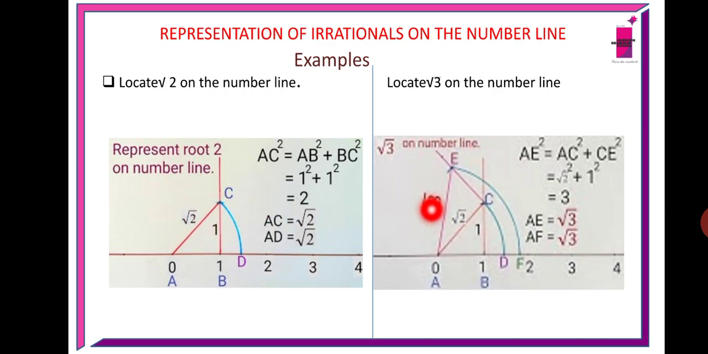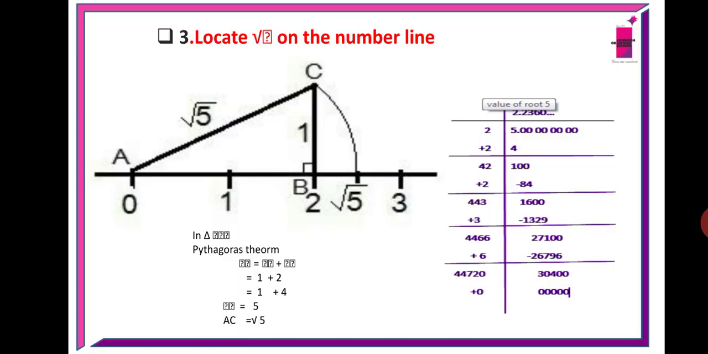Similarly, if you draw a perpendicular line from C, here you can see CE is perpendicular to AC, and CE is 1 unit. Now you can see ACE is a right triangle with AC and CE as arms of the right angle. Hypotenuse is AE. AE equals under root of root 2 square plus 1 square. You will get AE as root 3. From there you can extend an arc to the number line. AF represents root 3.